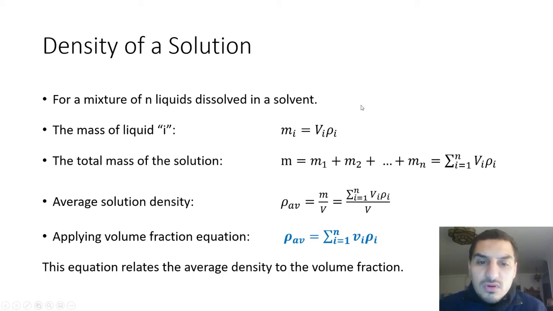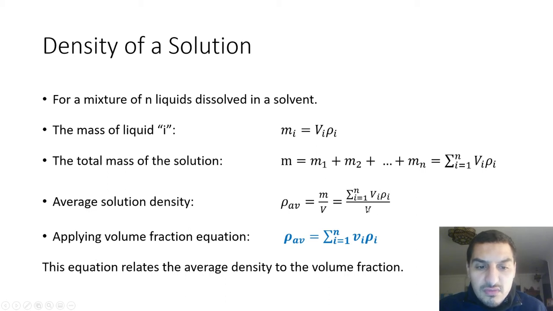We know that for each component the mass is the volume multiplied by its density, and the total mass is going to be the mass of the components m1 plus m2 up to the last component. It's going to be the summation of mi, which is vi multiplied by rho i. So this is the total mass. If we need to get the average density, it's going to be this mass divided by the volume.